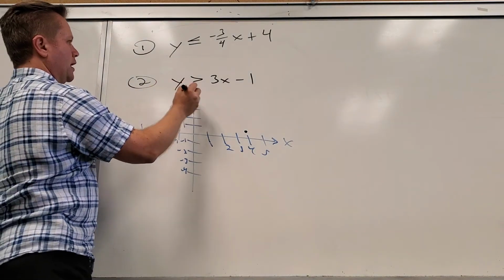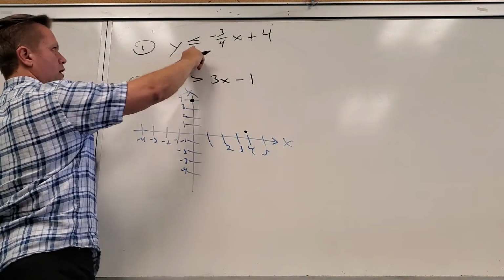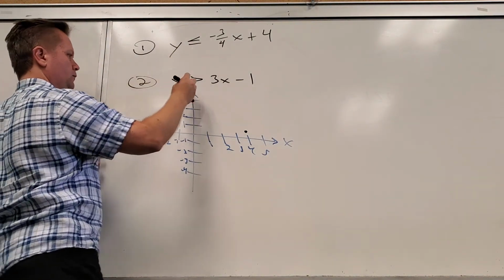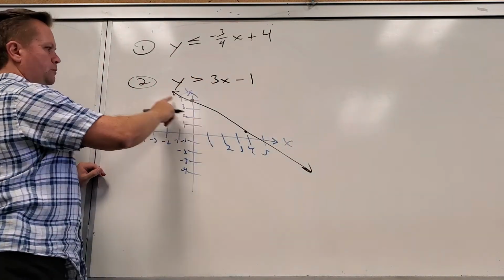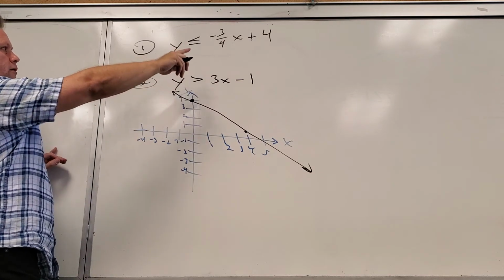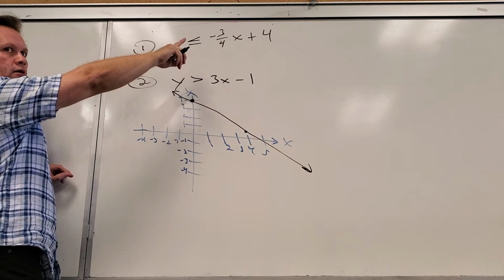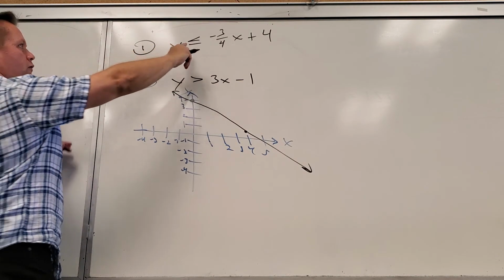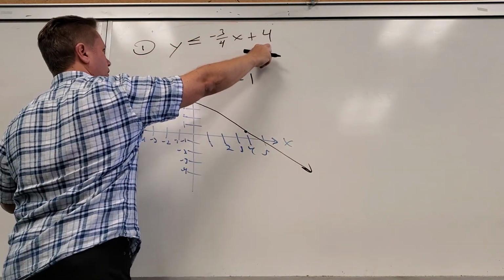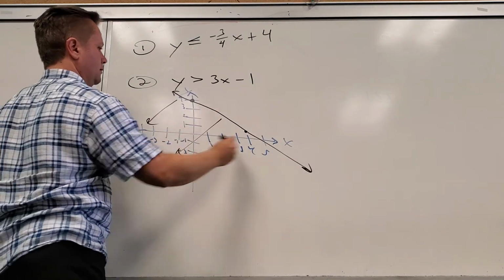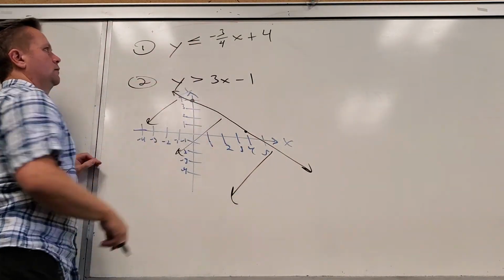And how am I going to make this line? It's going to be solid. I see a line, I'm going to make a line. Yeah, all right. Perfectly straight. And then how do I tell which way to shade? If you put 0 in, is 0 less than 0 plus 4? Is 0 smaller than 4? Yes. Or just down.